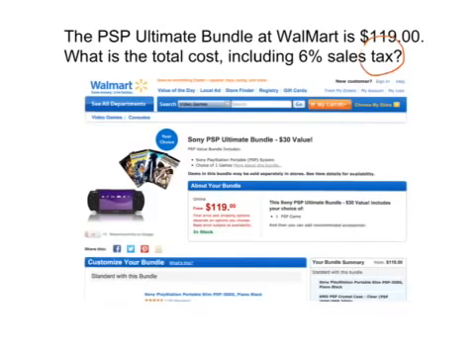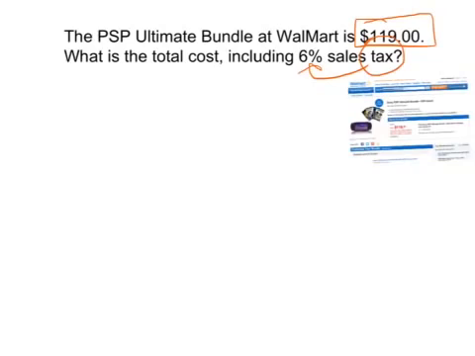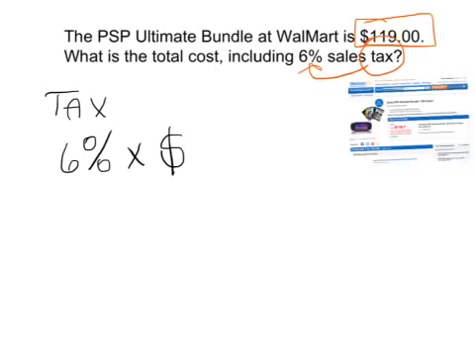First, the vocabulary term, the sales tax. The sales tax looks to be at a rate of 6%. So what we're going to do is find how much tax we would pay for an item that is priced at $119. So let's come over here and work out the problem. In order to find the tax amount, we need to find 6% of the total cost, or we need to find the percent or part of that whole.